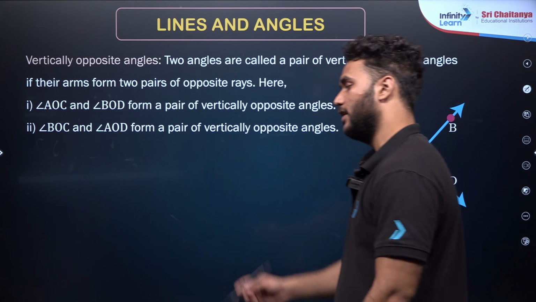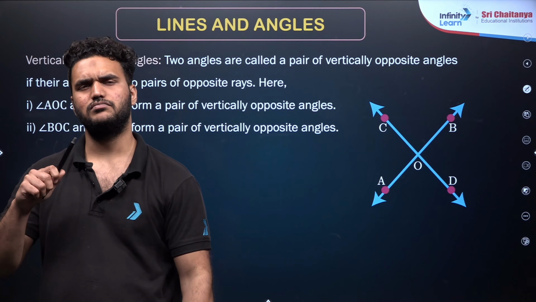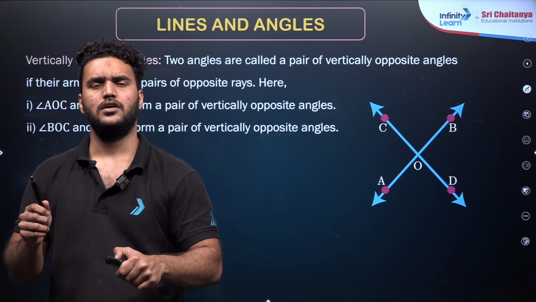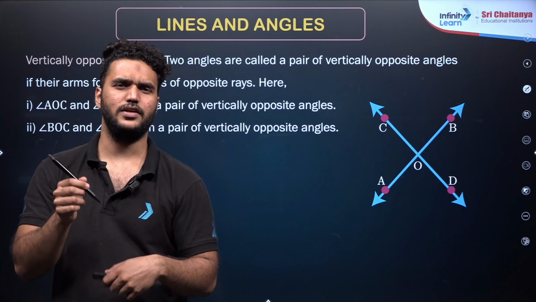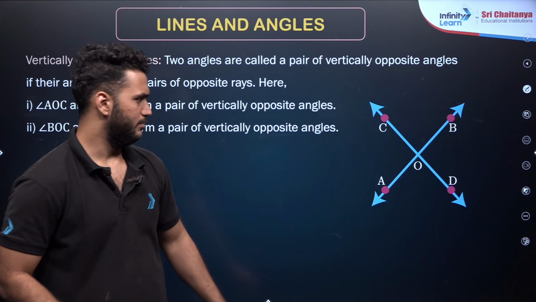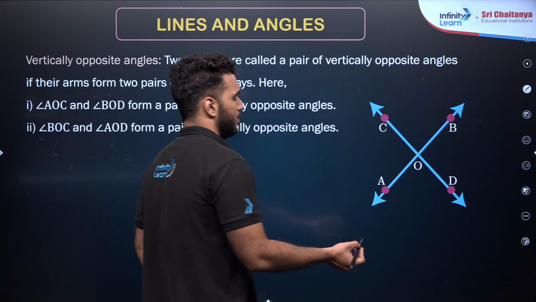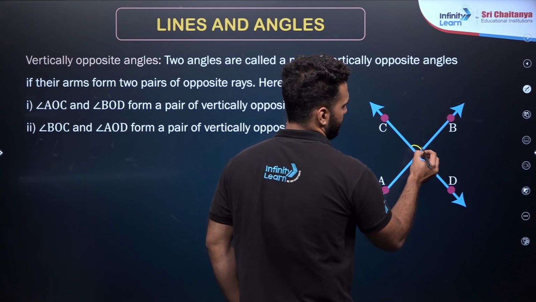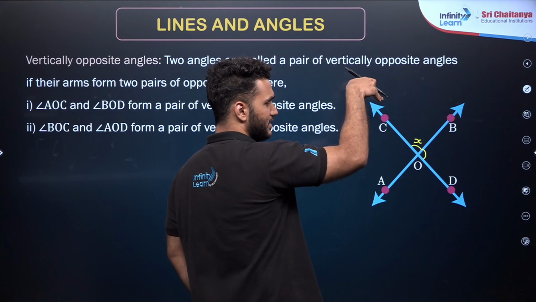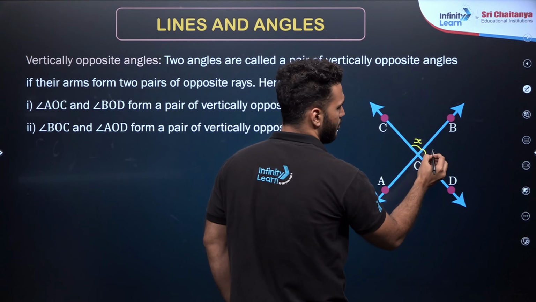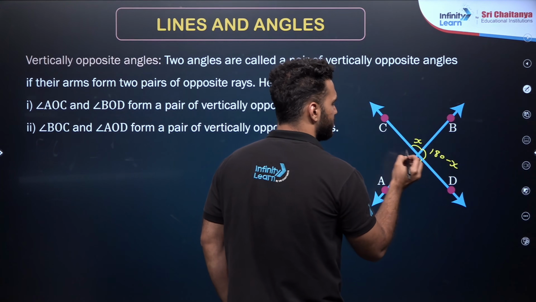Vertically opposite angles. Because of this property that on a single straight line, however many angles you make by putting other lines or rays, the sum of them should be 180, we get vertically opposite angles. Why? Let's say this angle is x. CD is a straight line, so this must be 180 minus x.